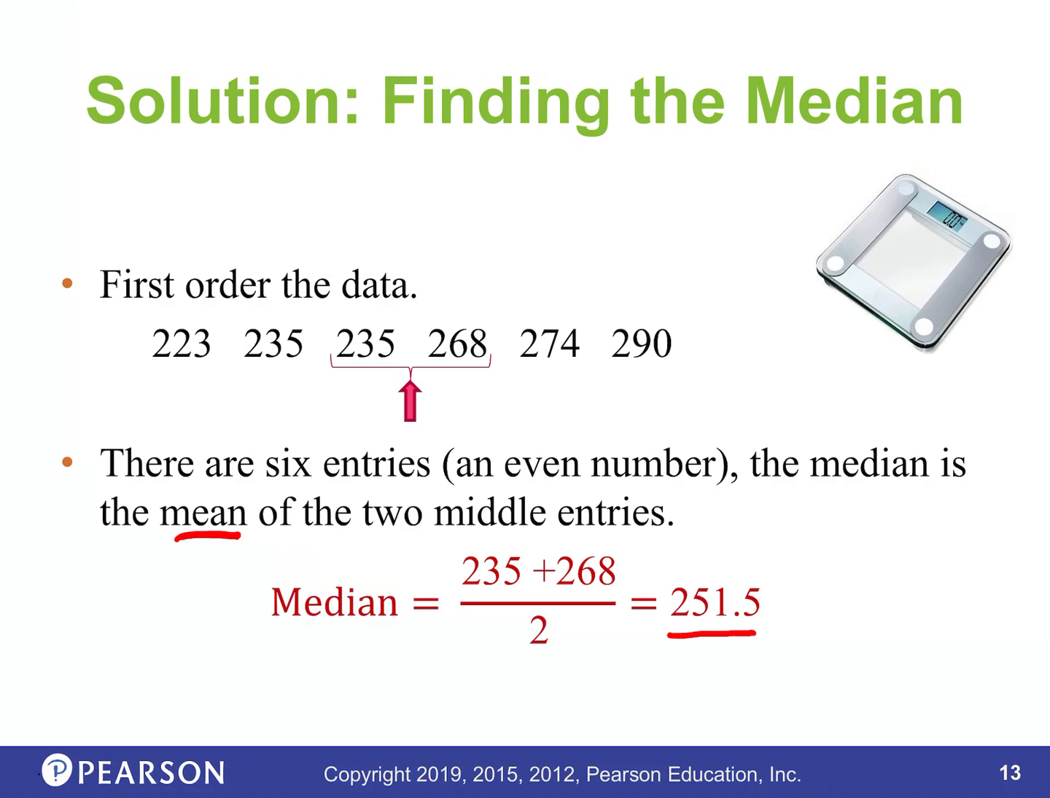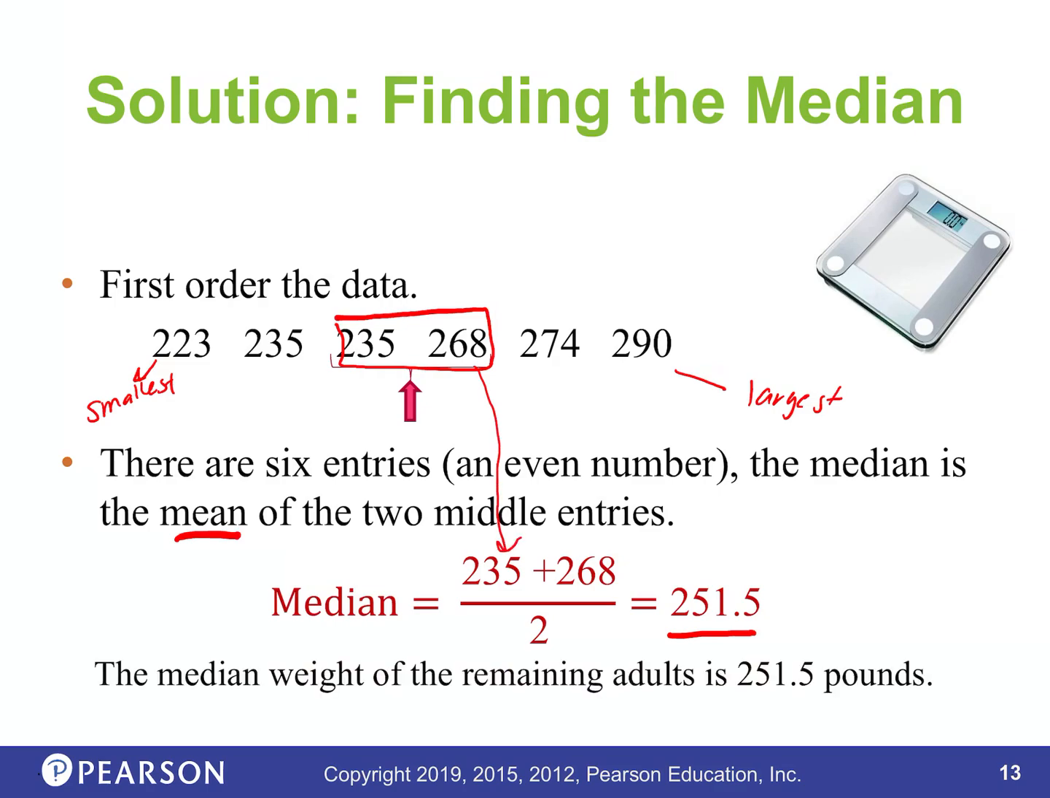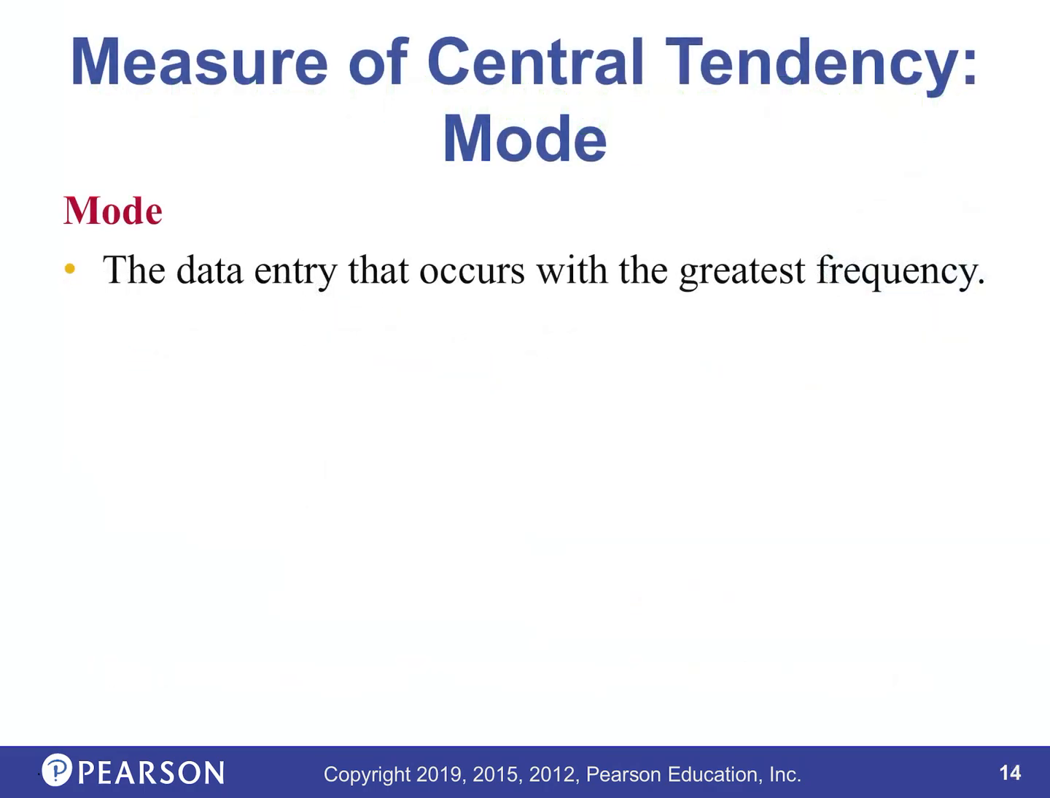So again, you want to put them in order from your smallest entry all the way to your largest entry. You want to find the middlemost number. This was slightly different because there isn't one middlemost number, but there's 2. And we see them highlighted in the arrow. We have 2 numbers that are the middle number. So we add those 2 numbers and divide by 2. The median weight of the remaining adults is 251.5 pounds.